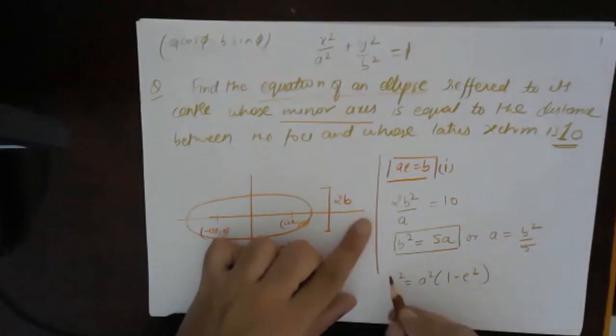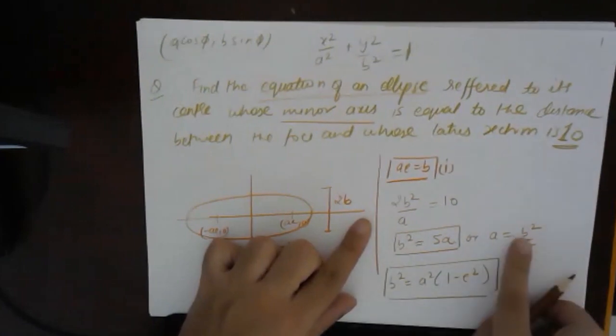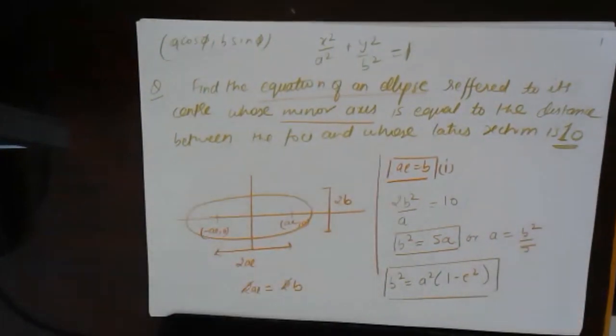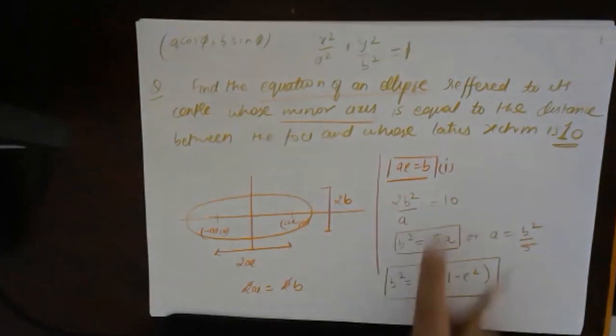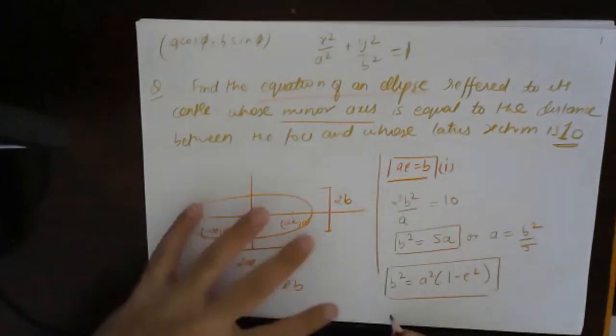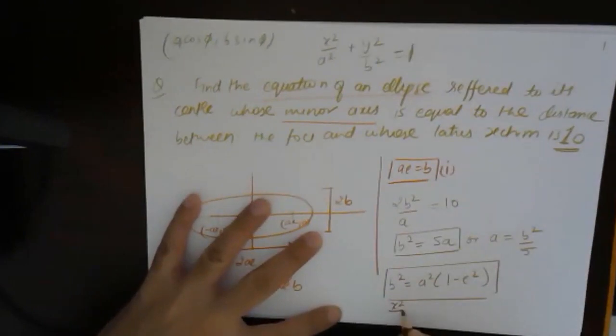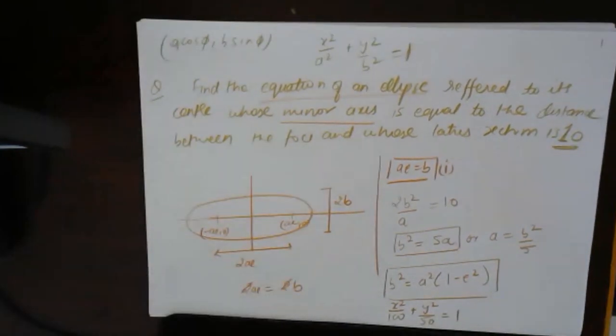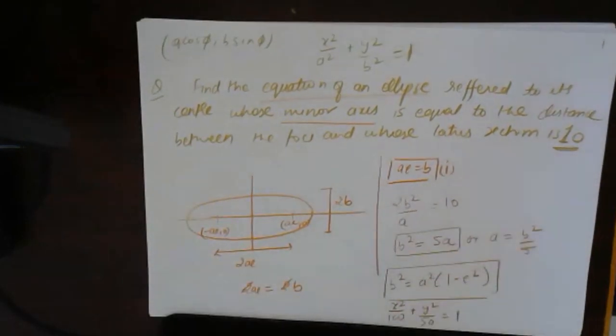Now I have three equations. I have two variables. I can solve it, right? I have three equations and two variables. I can solve this. Just try to solve this. You should get the answer as x square by 100 plus y square by 50 is equal to 1, right? These are the three equations. You can try to solve this. Just check if you can get it.